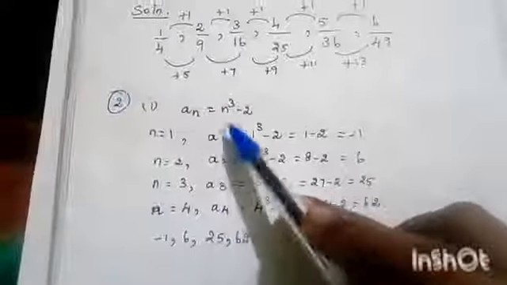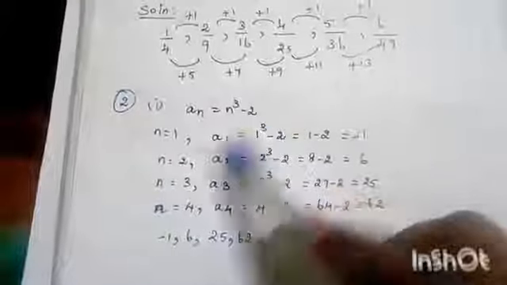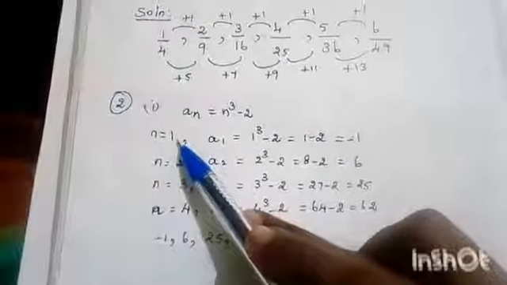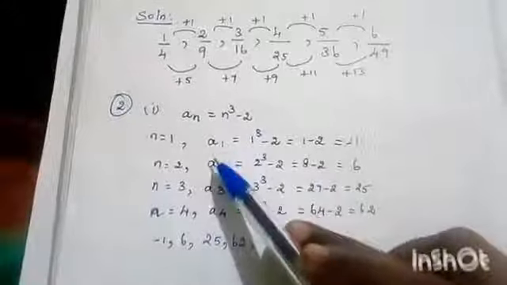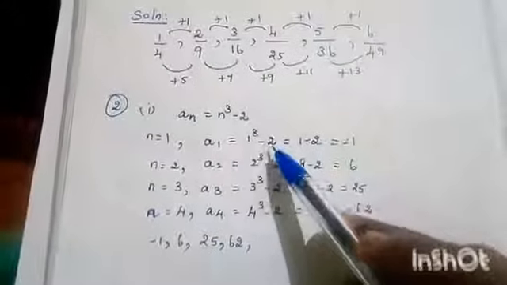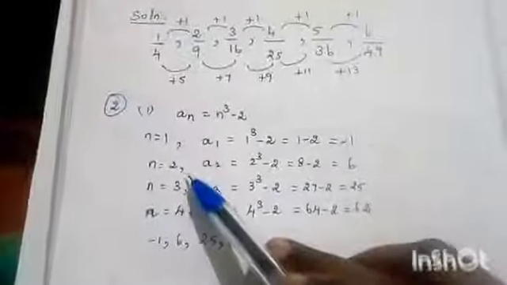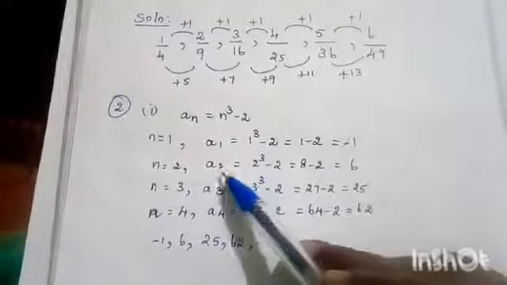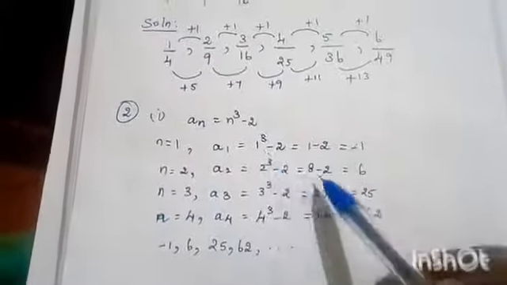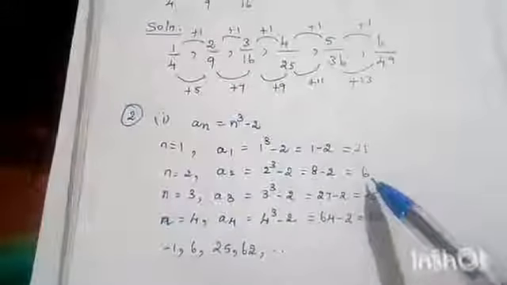The first problem an equal to n cube minus 2. First you have to substitute n equal to 1. Instead of n you substitute: a1 equal to 1 cube minus 2. 1 cube value is 1. 1 minus 2 equals minus 1. Then substitute n equal to 2. That is a2 equal to 2 cube minus 2, that is 8 minus 2, that is equal to 6.